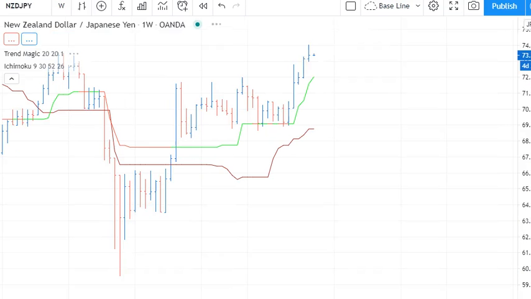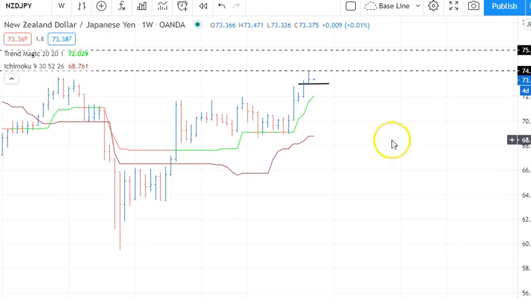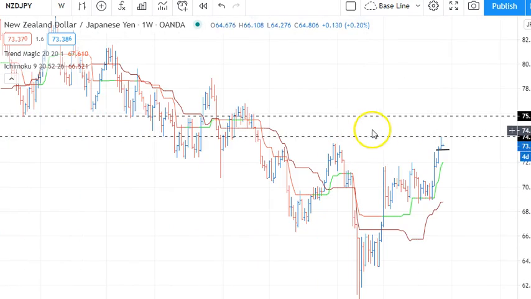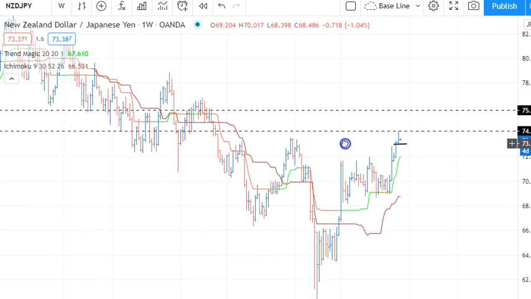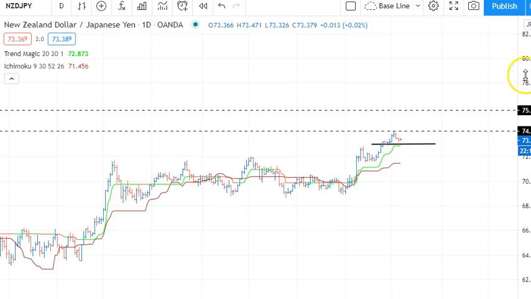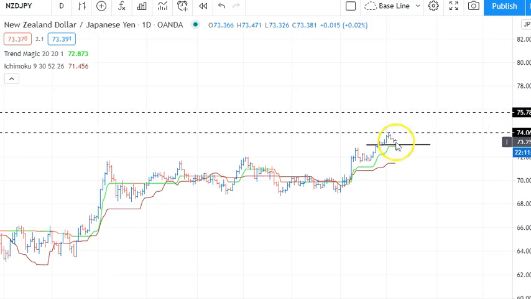New Zealand JPY, looking for another move up. I do like this pair for a carry trade. Let's go back to the daily chart. And you can see that last week it just trickled down after the week before, which was a nice little move up. We could say that the retest could be over, and I'm looking for a break of 74 to go higher.